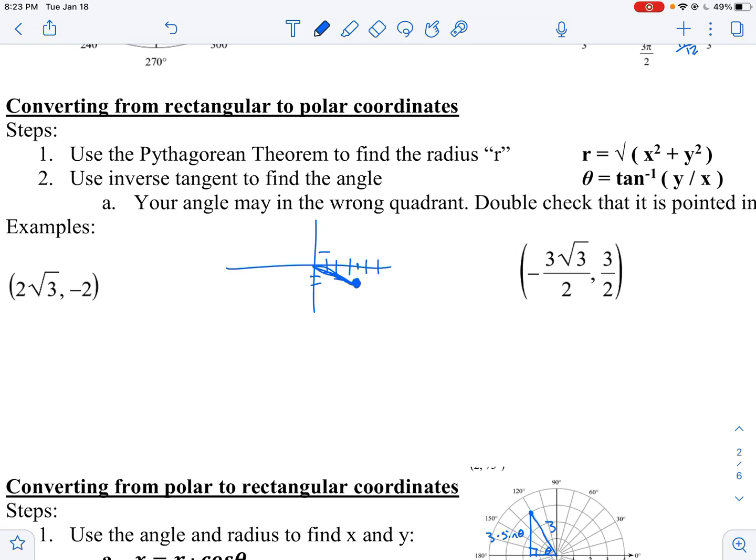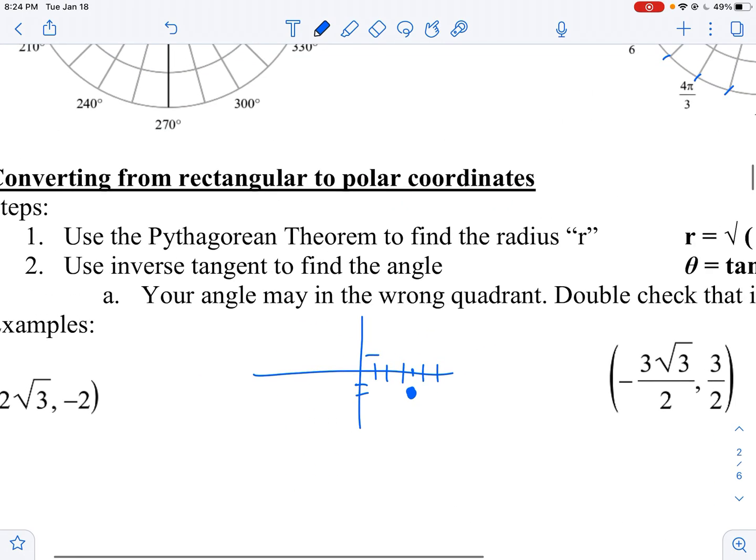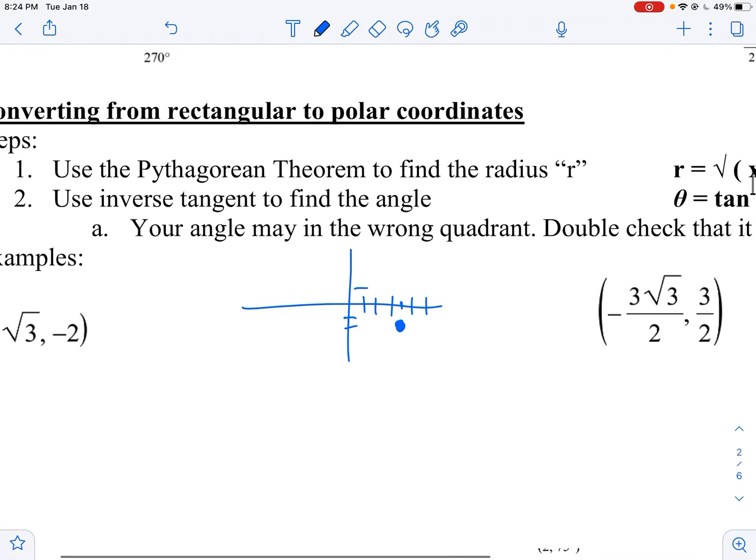So let's say we have our radius. You need to figure out how far out it is, and you need to figure out how many degrees around you had to go to reach it. Each of those is a different step, a different thing to figure out. Let's start with the radius. To get this radius actually isn't too bad.